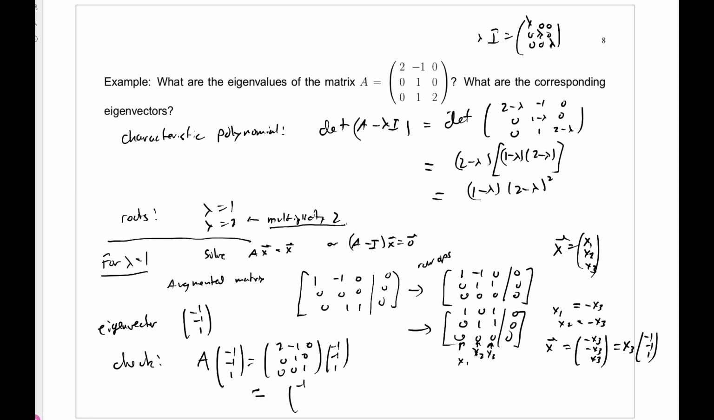0 times negative 1 plus 1 times negative 1 plus 0 times 1 is negative 1. And 0, 0, 1 times negative 1, negative 1, 1, when you look for the third entry, you clearly just get 1. This is just 1 times this vector, negative 1, negative 1, 1. That tells us that this vector, negative 1, negative 1, 1, really is an eigenvector corresponding to eigenvalue 1. As I said, you should take a look and find the eigenvectors for lambda equals 2. I'll leave that to you guys as an exercise.